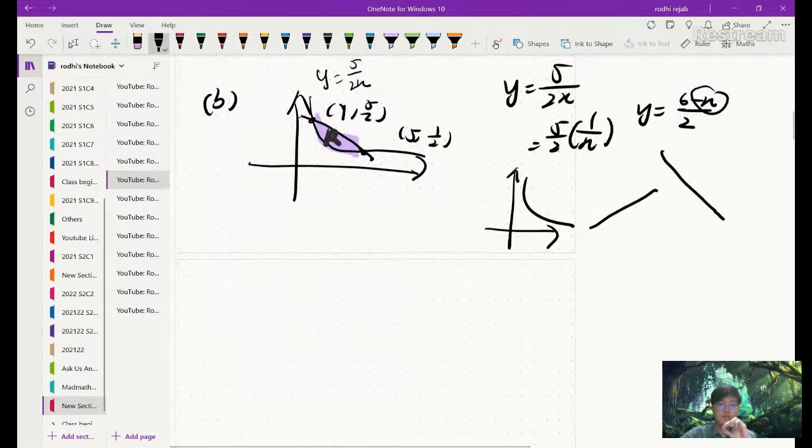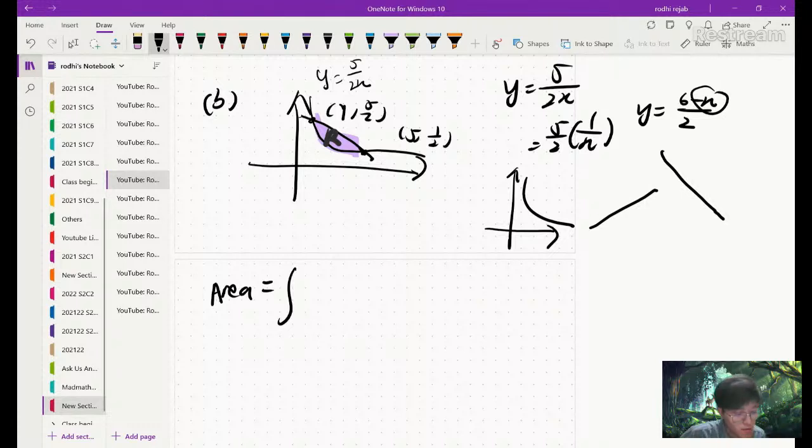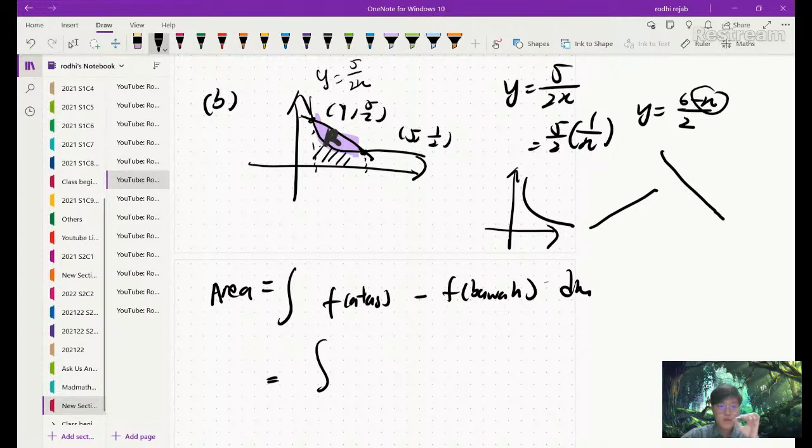So in order to find the area of R, referring to this graph, we can simply use the method of upper minus lower. F upper minus F lower. This means we find the area under the straight line first, then subtract the area under the curve. We will get the area R directly. So from x equals 1 to 5, the straight line minus 5 over 2x dx.